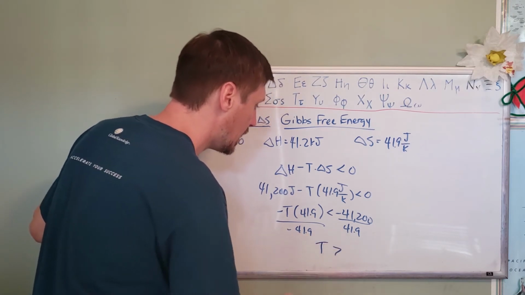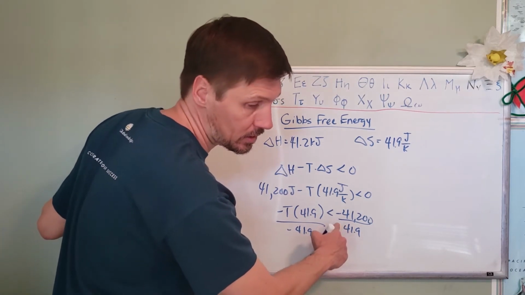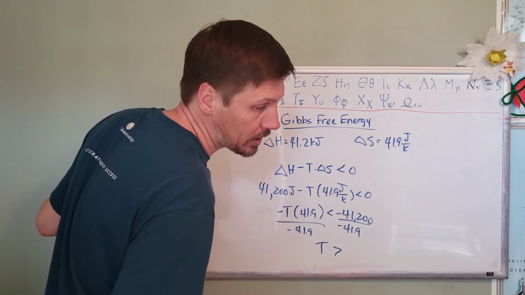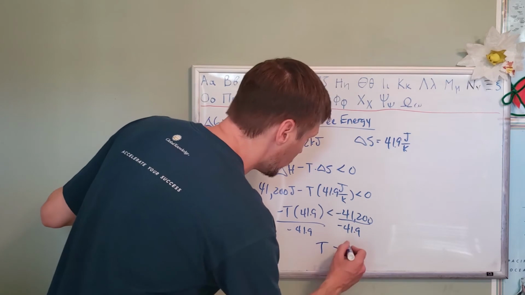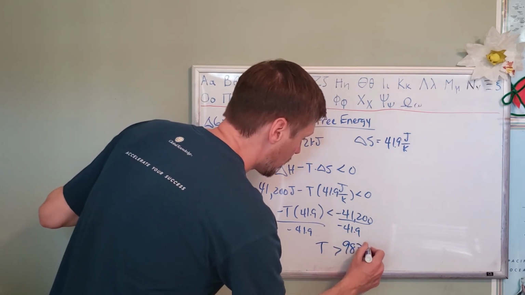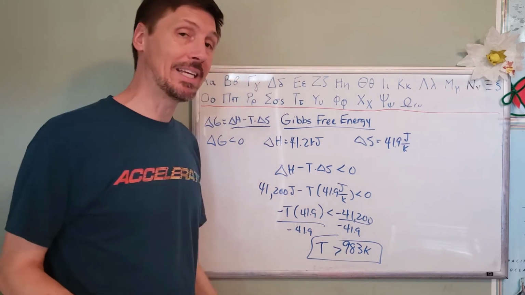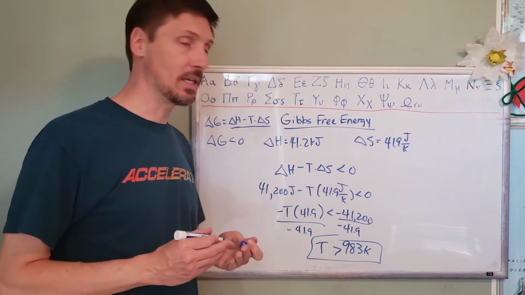So T then has to be greater than, and when we plug this value in, sorry, that should be a negative 41.9 there. When we plug that into our calculator, we get a value of 983 K. And so the final answer is that this reaction will be spontaneous if the temperature is greater than 983 K.